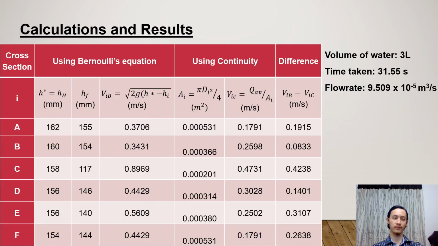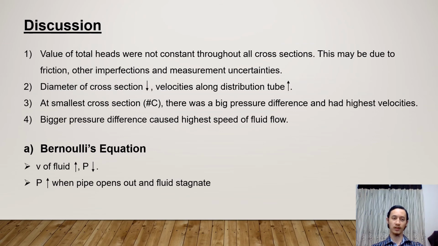Calculations and results. For each cross-section, the velocities are calculated using Bernoulli's equation and continuity equation. Then, the difference between VIB and VIC are calculated. Discussion. The values of total heads were not constant throughout all cross-sections. This may be due to friction, other imperfections, and measurement uncertainties.